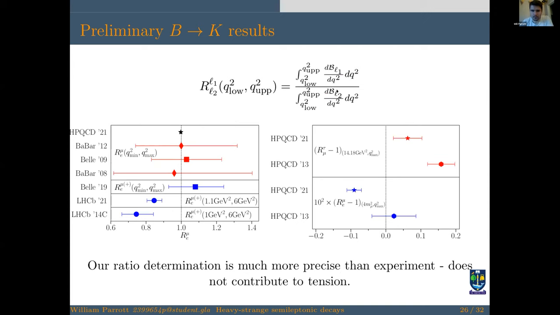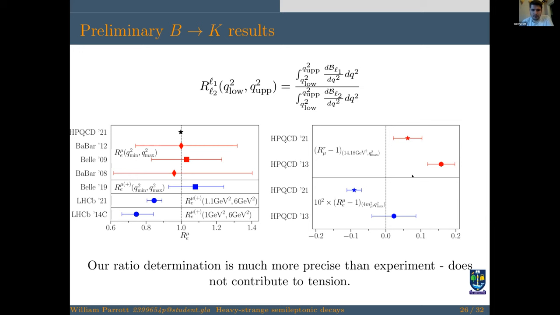One final thing, which has been discussed quite a lot in talks yesterday, is this ratio, which is very clean theoretically. This is the muon over electron ratio, and there was this result last year, which is three point something sigma from the standard model. We do have a new determination for this, but it will not contribute to that tension because the precision on the theoretical end is much, much higher than experiment. This is our point here with uncertainty on it, and you can see it really doesn't contribute. However, we will have a new result for this. Again, this is a preliminary result at the moment.